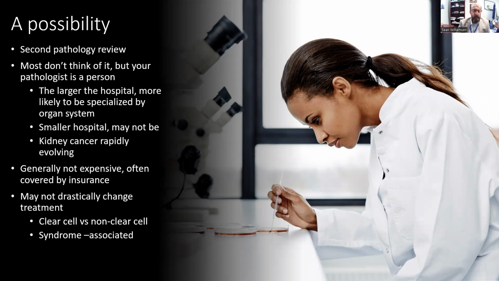And there may be some variation in the level of reporting parameters and details between different practices. For example, if you have your surgery done at a very large hospital, the chances are higher that there will be a lot of pathologists at that hospital, and some of them may be specialized in kidney cancer specifically. But at a smaller hospital, there may be only a few pathologists, and those pathologists may have to do a little bit of everything. And so they may not have special expertise in kidney cancer. So it is an option as a patient to request a second opinion on your kidney tumor specimen.